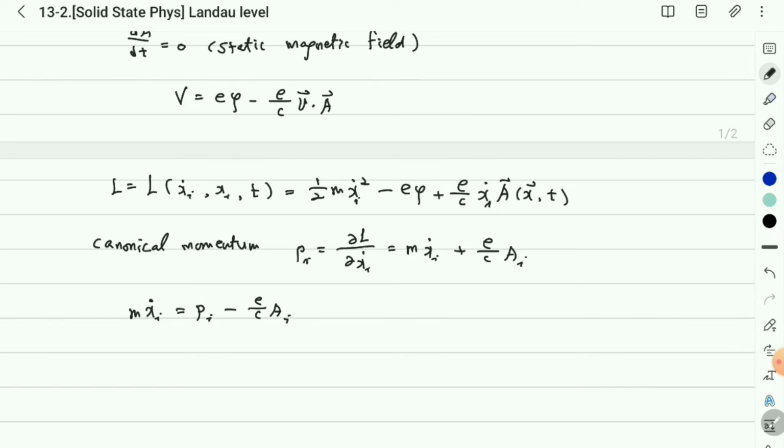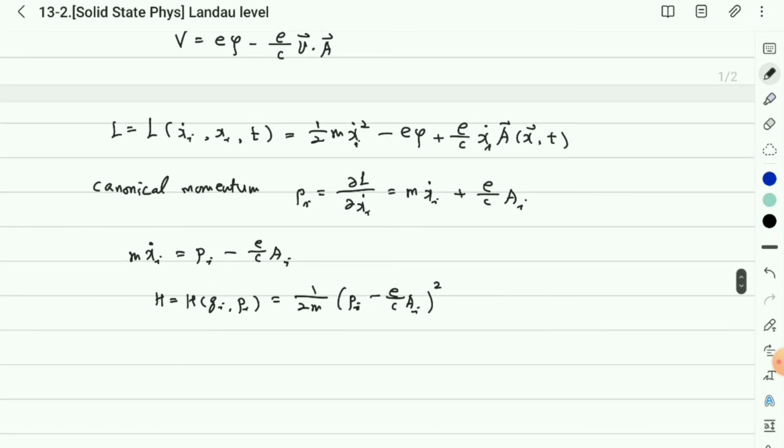And this Hamiltonian is a function of momentum and qi and pi. Therefore, it is 1 over 2m times the canonical momentum P_i minus e over c A_i, squared. It is a canonical momentum. Therefore, in the magnetic field, this Hamiltonian can be like this. And also, let's calculate the electron's trajectory in the magnetic field.